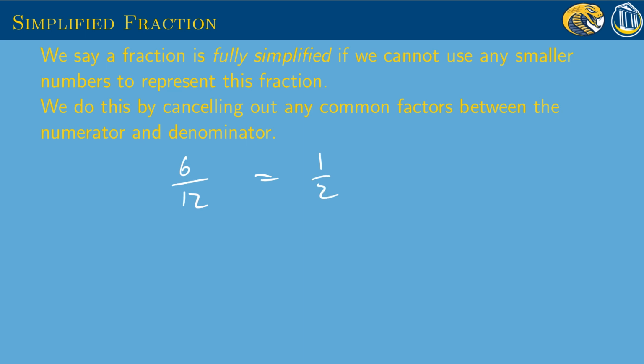And how do we know that algebraically? Well, we know that there's a factor of 6 in the numerator that we can divide by, and there's a factor of 6 in the denominator that we can divide by. And as long as we're dividing by that same factor and still getting whole numbers, then we can simplify a fraction. Let's practice.